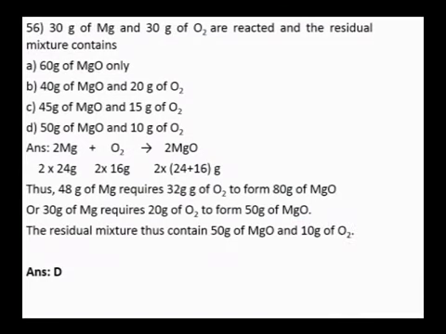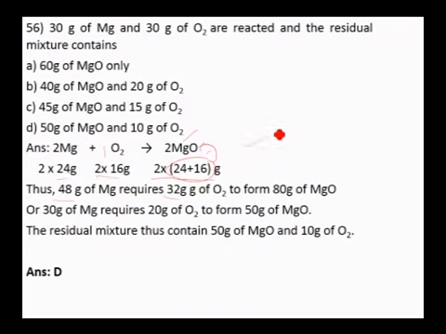If you react 30 gram of magnesium and 30 gram of oxygen, when magnesium is burnt in oxygen, you get MgO, and the residual mixture contains, the options are 60 gram of MgO, 40 gram of MgO and 20 gram of oxygen, option C 45 gram of MgO and 15 gram of oxygen, option D 50 gram of MgO and 10 gram of oxygen. From the equation 2 Mg plus O2 gives 2 MgO, 2 moles of magnesium, that is atomic mass of magnesium is 24, and therefore 2 into 24 grams of magnesium, that is 48 gram of magnesium, will combine with 1 mole of oxygen, that is 2 into 16 grams or 32 gram of oxygen, during which you get 2 into 24 plus 16, that is 40, the molar mass of MgO.